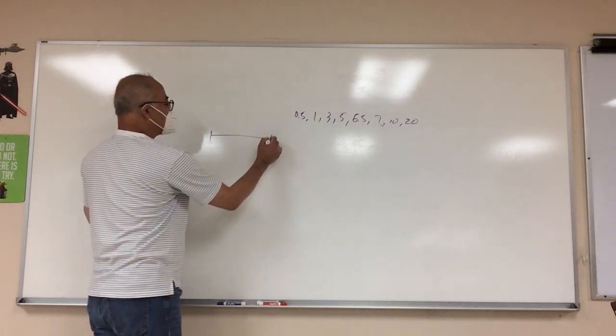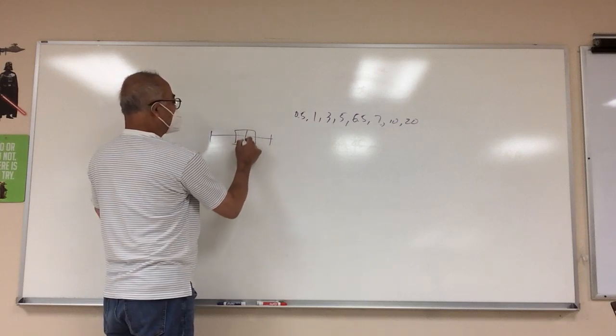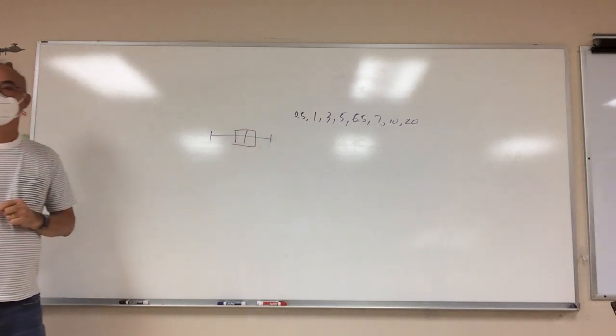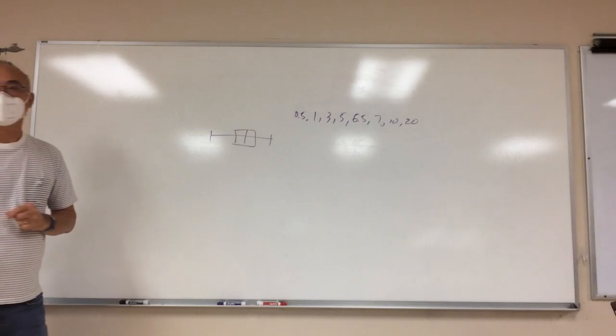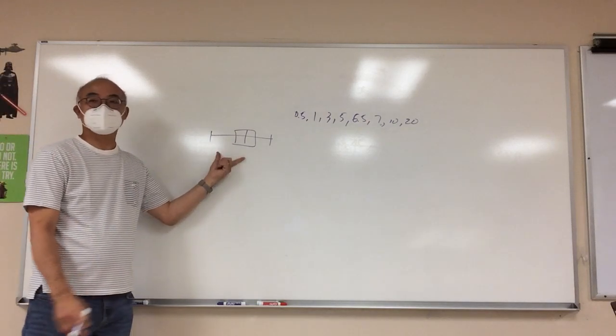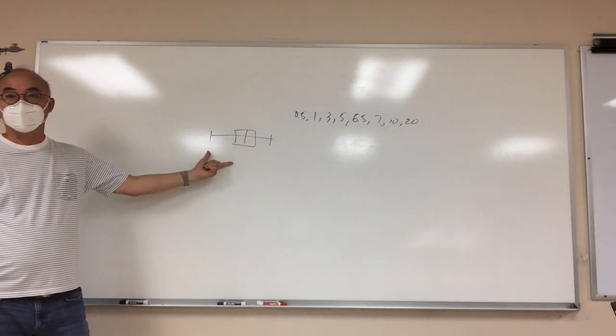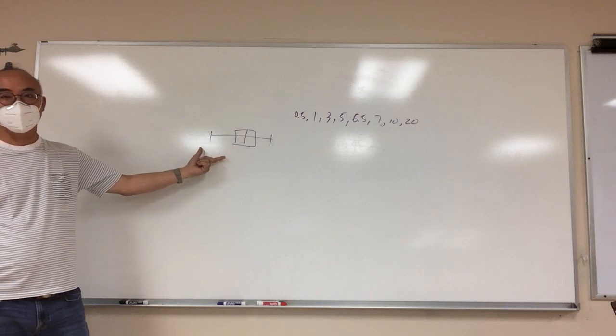You guys remember doing this? Is it like the Q1, Q2? It's the box and whisker plot, right?